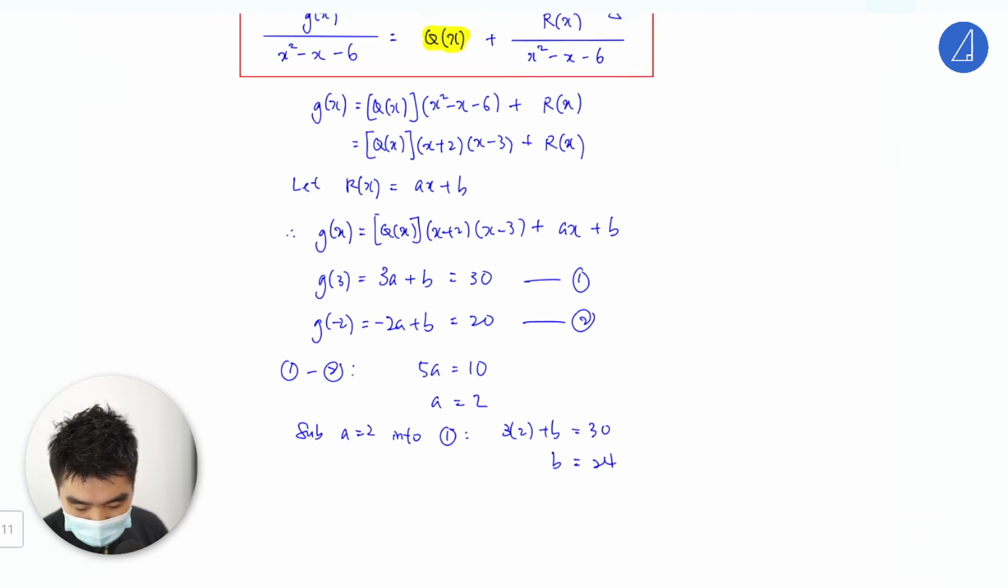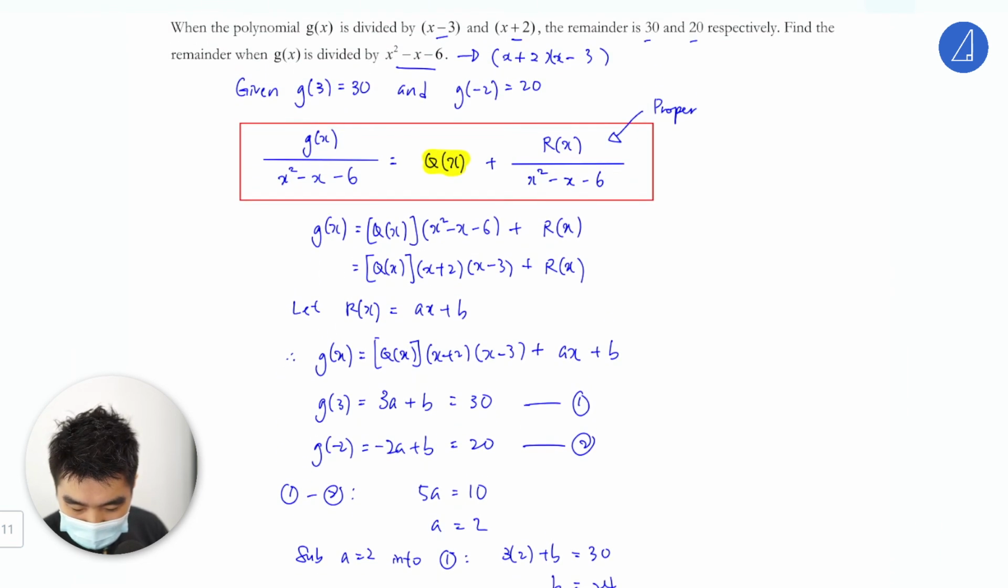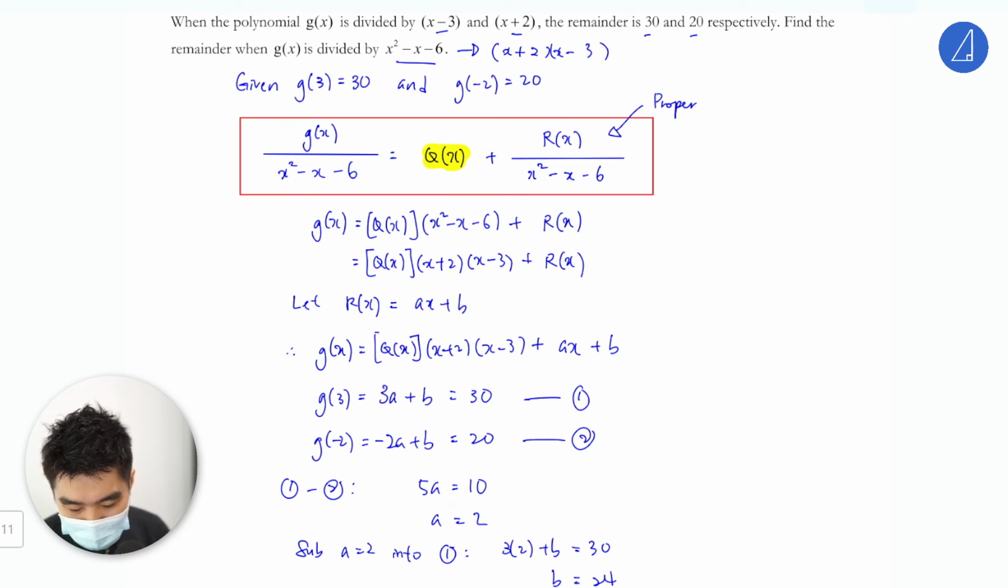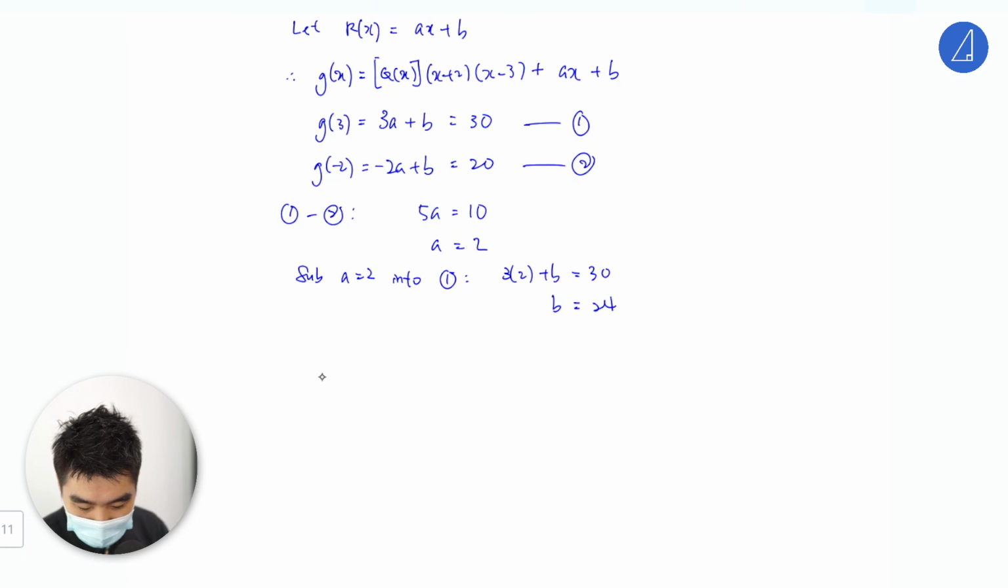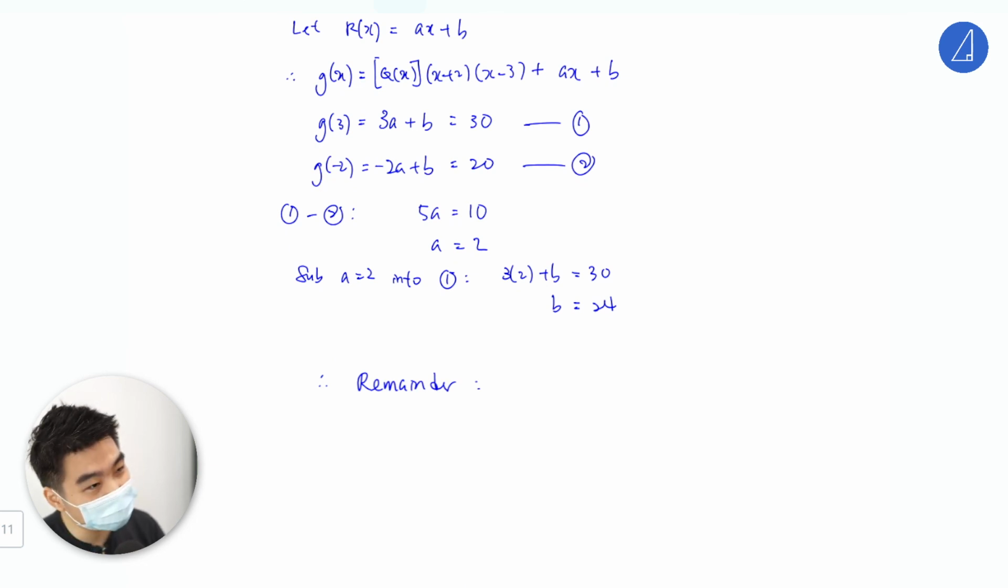Okay, come back to the requirement of the question. They're asking for the remainder when g(x) is divided by x squared minus x minus 6. Okay, so hence, the remainder is ax plus b, right? That's why we let it be. So this is 2x plus 24.